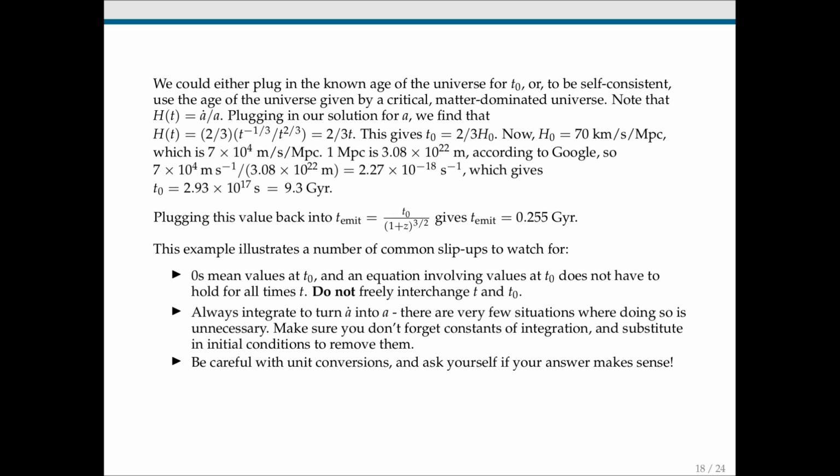If you get that the age of a critical matter-dominated universe is a day, and you know that our universe, for most of its history, looked like a critical matter-dominated universe, then you know that something is awry and you probably made a unit conversion error.